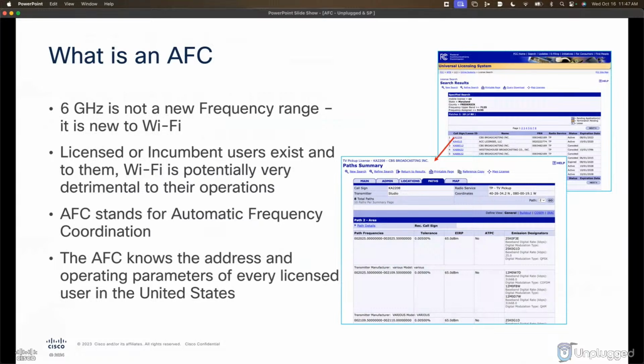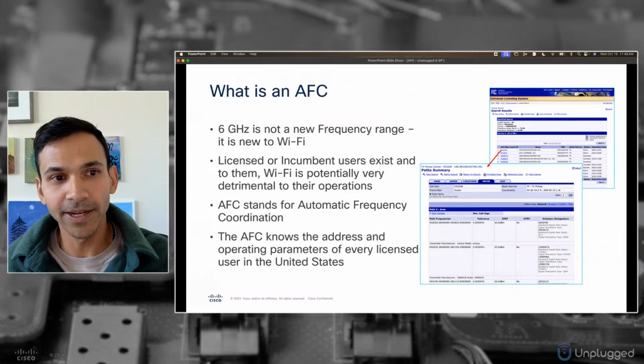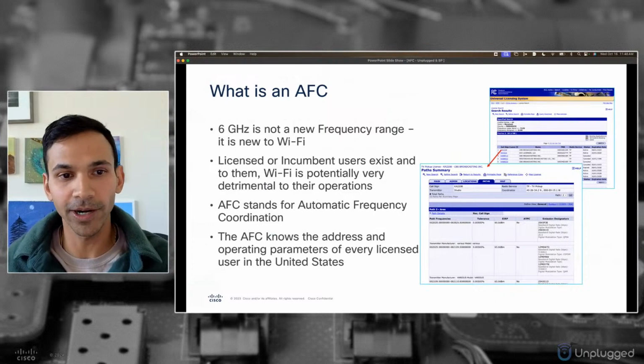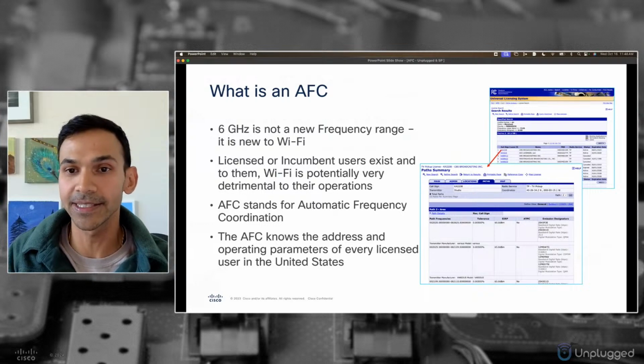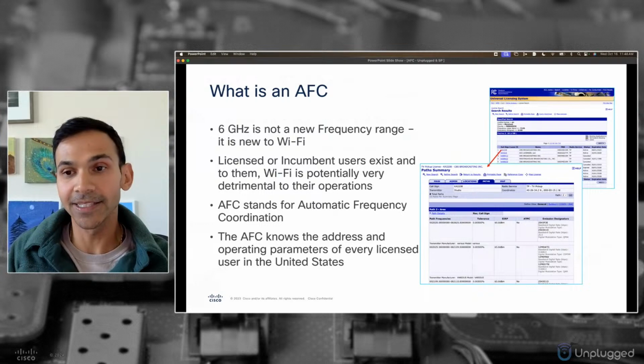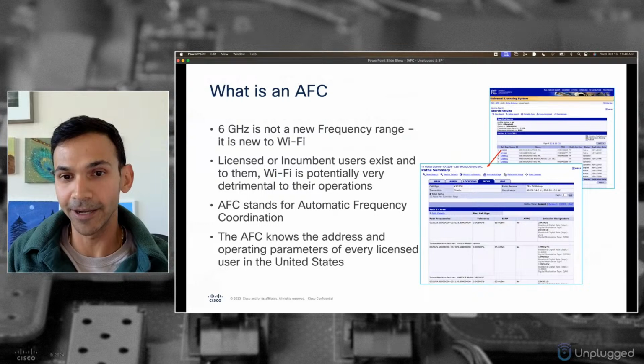So we do not want to be like 5 gigahertz, where radar is detected, and after radar is detected, APs and clients are not able to connect. So that was more of a reactive approach. We have improved on it, but it was a reactive approach. So in order to utilize 6 gigahertz, what we did was form an automatic frequency coordination. And that automatic frequency coordination has the already existing licensed users, and licensed user radios are known to that database.